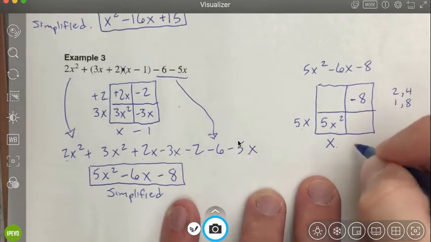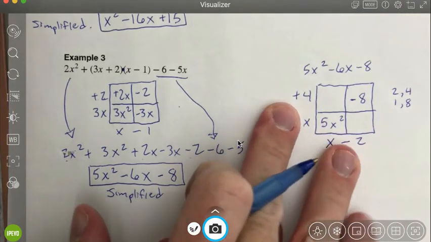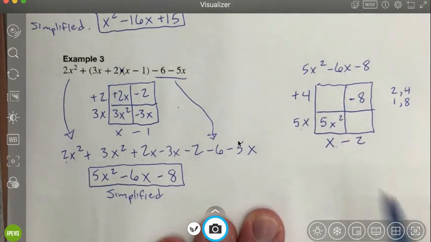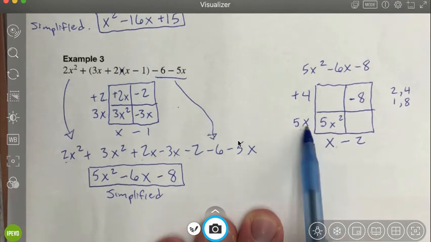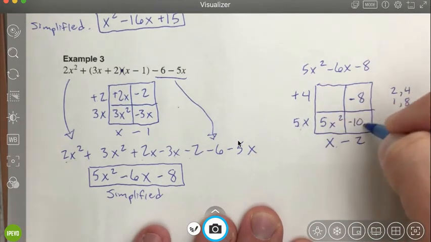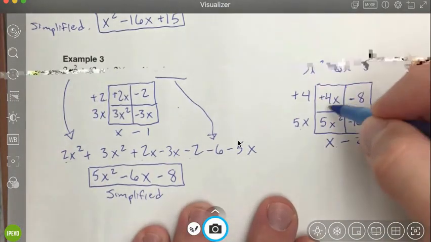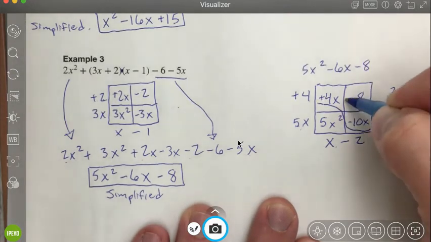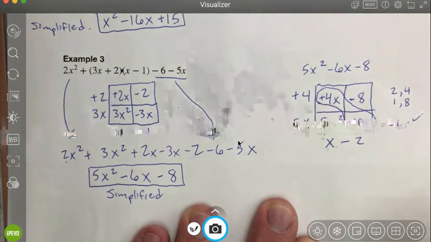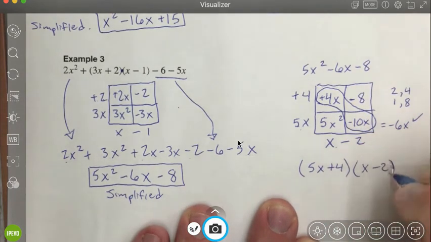So maybe I say, let's put a minus 2 down here, plus 4. If this combo doesn't work, I would totally take these and flip them around and put a -2 up here and a +4 down here just to see if things are different, because 5x and x are different here. All right, I see 5x times -2, which would be -10x. And I see x times +4, which is +4x. All right, and when I take a look, +4x and -10x are going to combine to -6x. So I'm good to go. So my factored form then is going to be 5x plus 4, x minus 2.